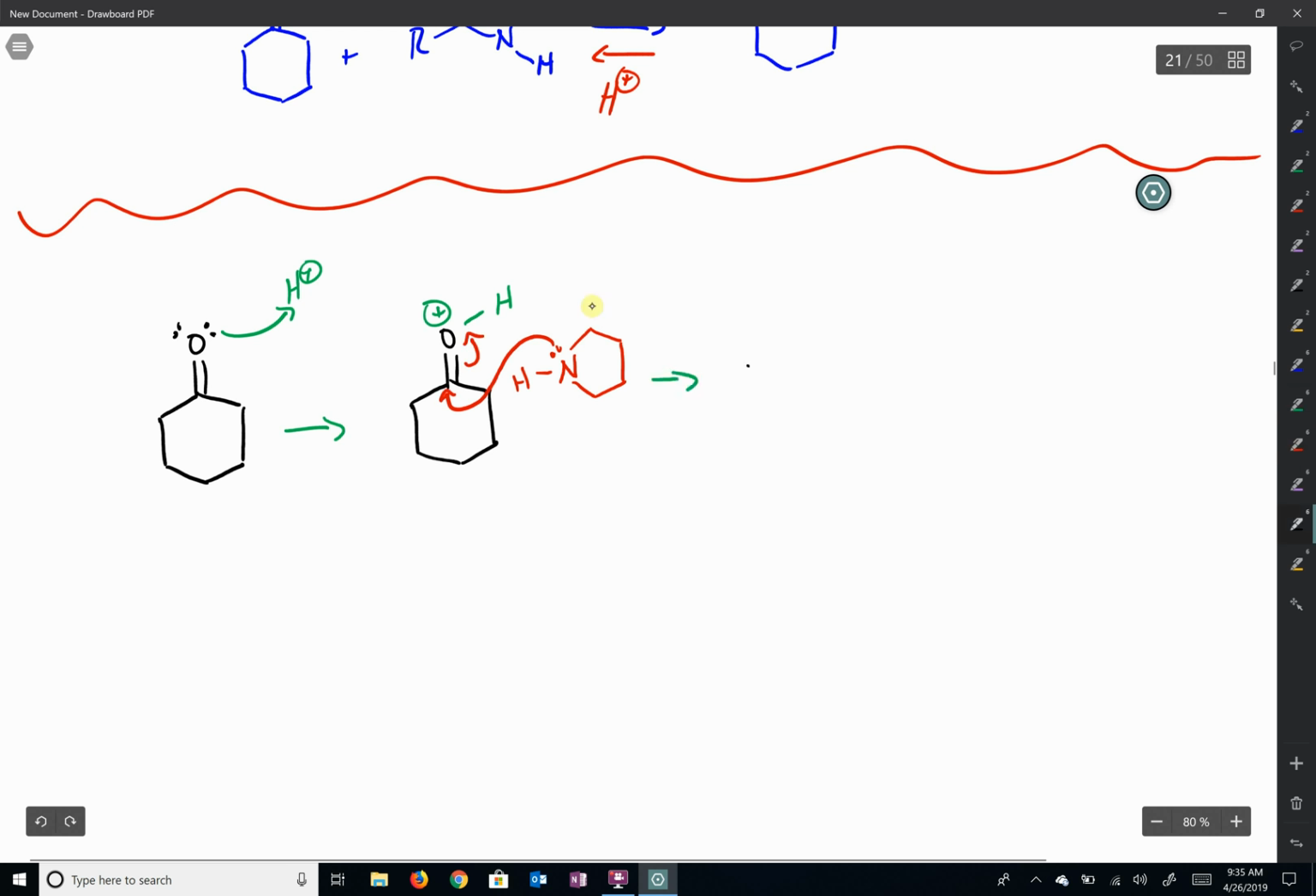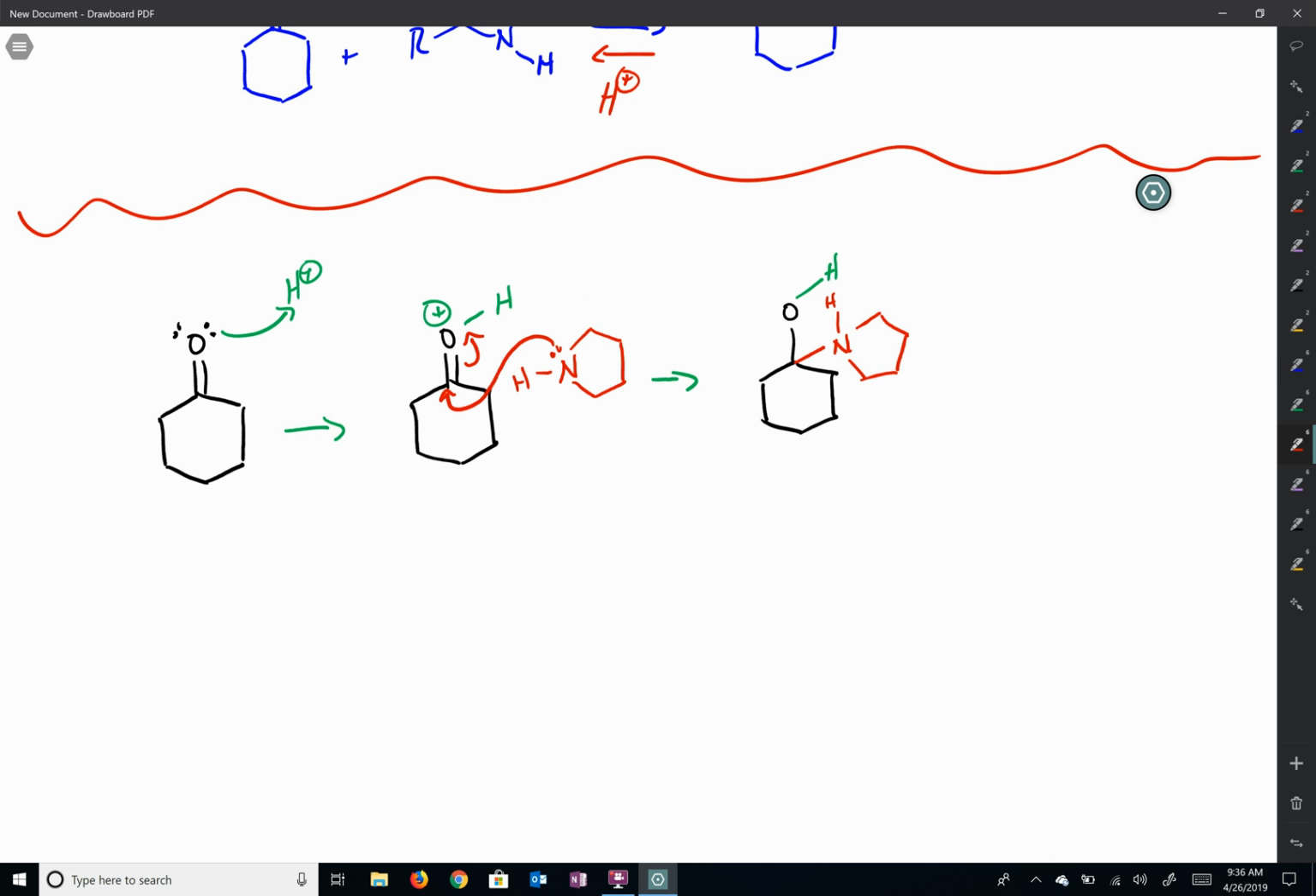This would be a good time for you to pause if you want to and see if you can come up with this mechanism by yourself. You guys should be able to. I'm not going to show you guys anything drastically different than what we've seen in the past here. All we're doing is essentially a nucleophilic attack on a carbonyl carbon. And it's a shocking change, I know.